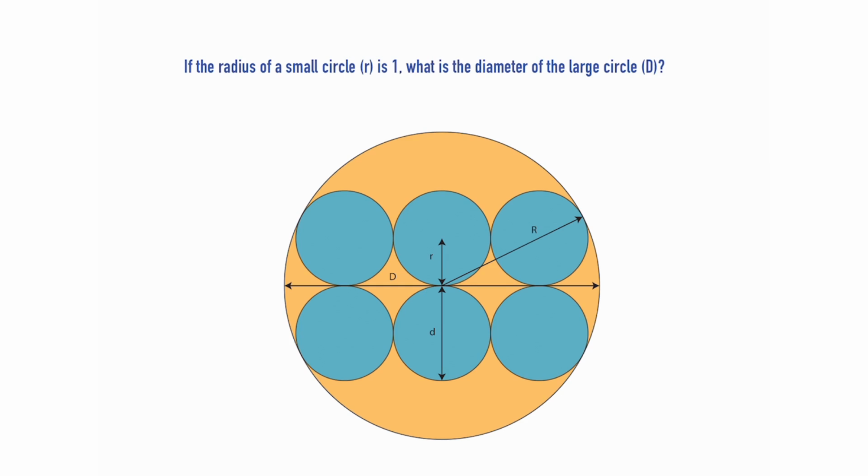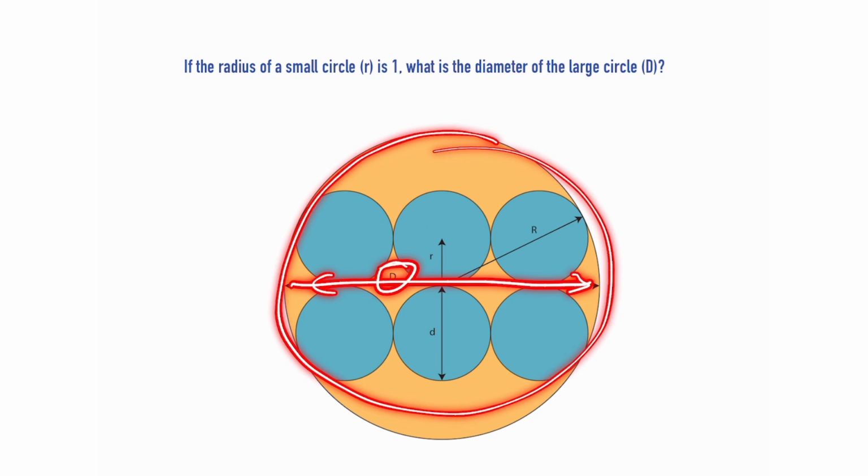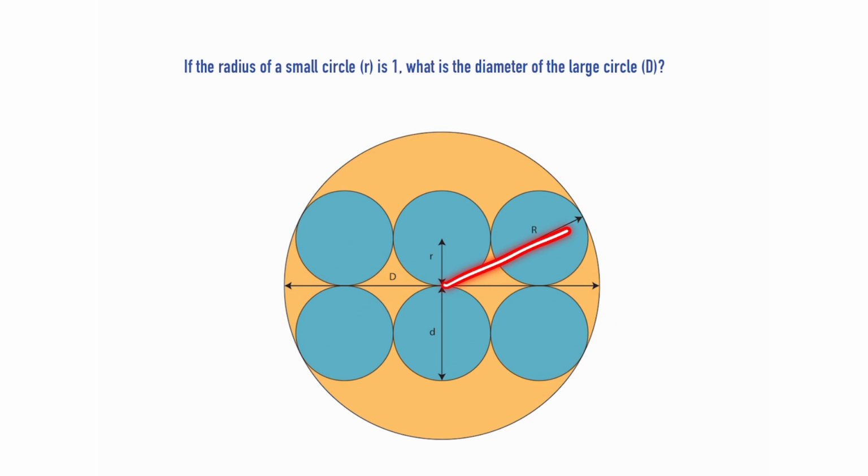So the problem we have is, if the radius of a small circle, lowercase r, is 1, so notice we have 6 small blue circles, each of those with a radius of 1, lowercase r, and a diameter lowercase d. What is the diameter of the large circle, uppercase D? So we have one large circle with a diameter D and a radius of uppercase R.